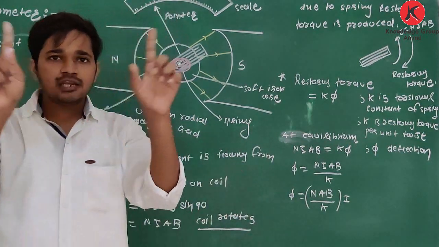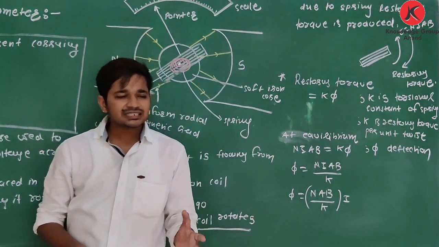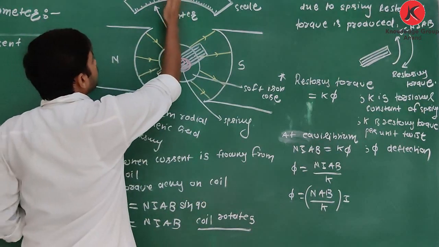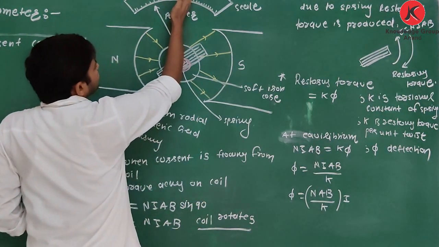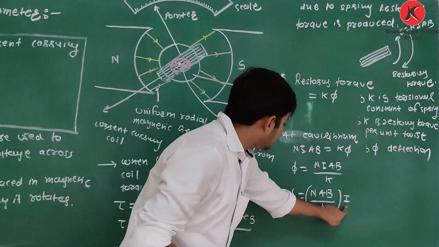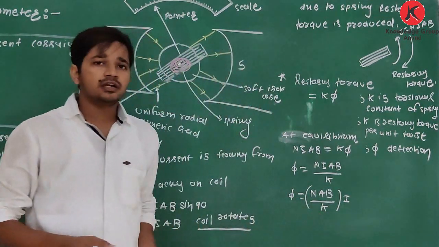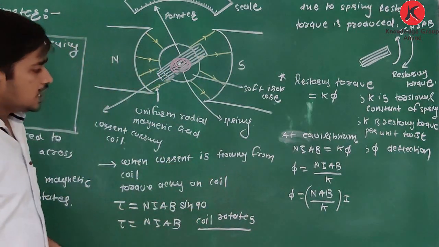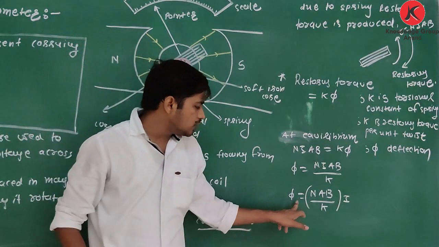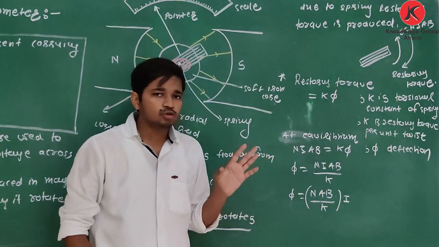If you have observed an ammeter or voltmeter, how can you say the current flowing is small or more? Here it is the 0 point. If the pointer is here, then obviously you will say that current flowing is less. At this point, current flowing is more. So deflection depends on current. And you have to remember this equation: deflection phi is equal to NAB upon K into I.